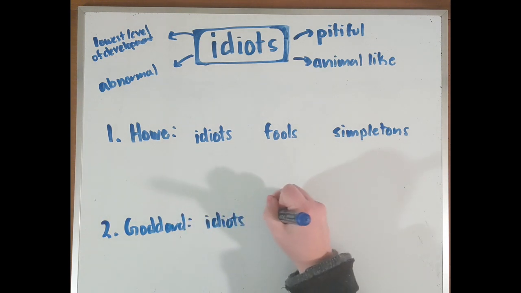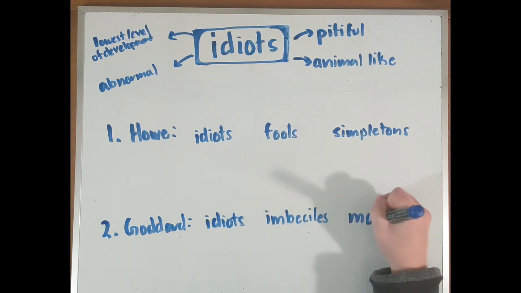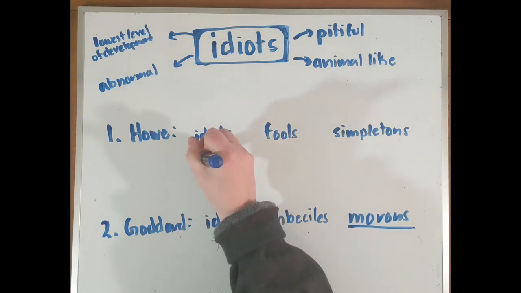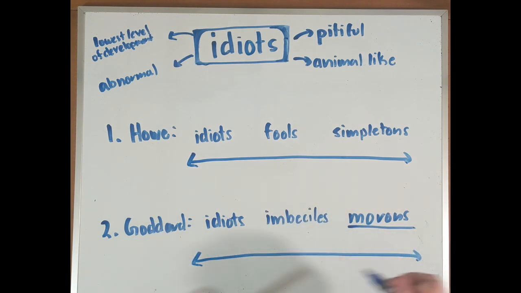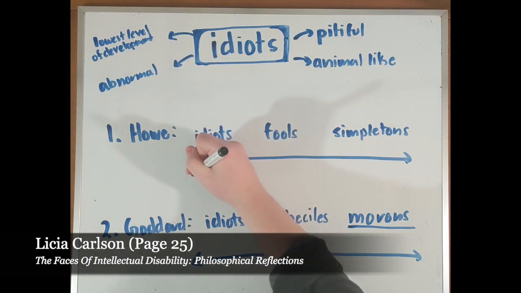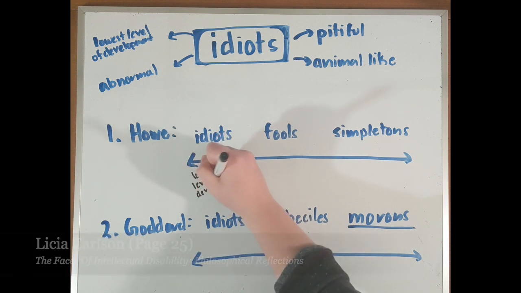Eventually, after idiots inside of institutions were studied and observed more carefully, the classification of idiot was broken up multiple times. Samuel Gridley Howe was the first person to divide idiocy into categories. He determines there are 3 types of intellectually disabled people: idiots, fools, which are a higher class of idiot, and simpletons, which are the highest class of idiot.